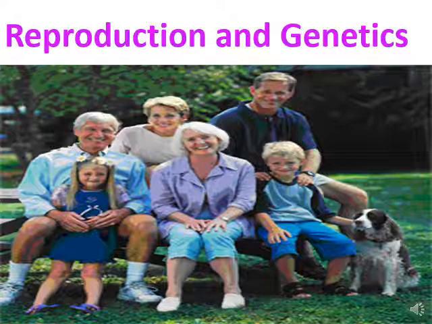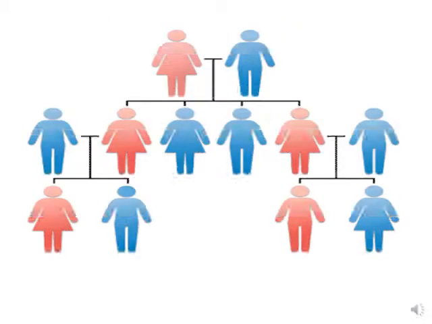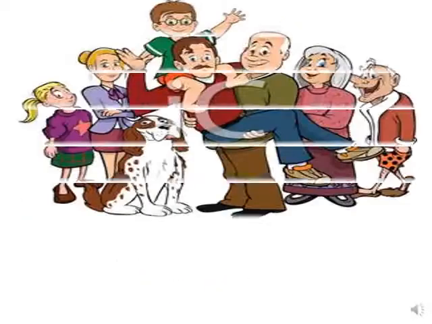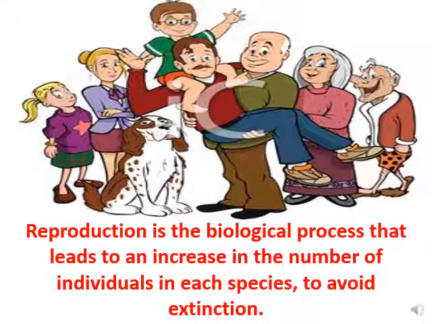We're going to start a new chapter about genetics, reproduction, and genetics. Before we start, what is the meaning of reproduction? Reproduction is the biological process that leads to the increase in the number of individuals in each species, and it prevents the extinction of these species.